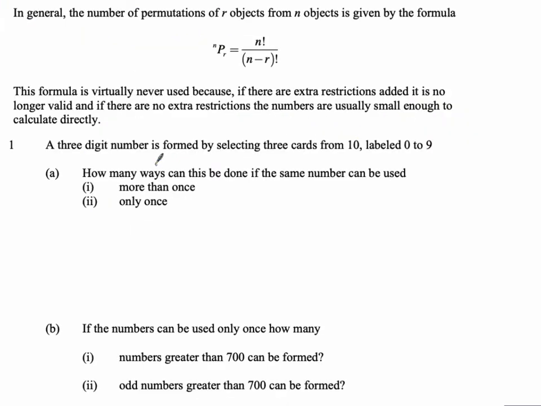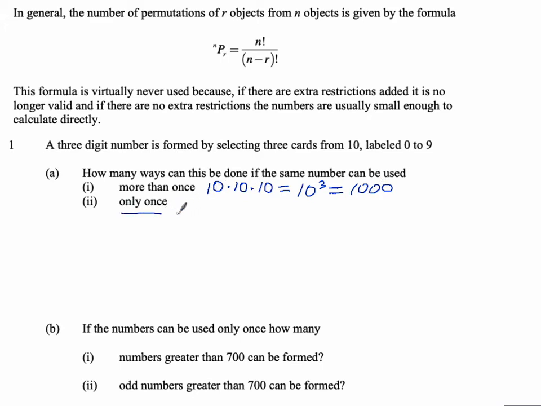Okay, next let's look at these examples. A 3-digit number is formed by selecting 3 cards from 10, labeled 0 to 9, so that's 10 cards. How many ways can this be done if the same number can be used more than once? So that means there's 10 possibilities for the first one, 10 for the second one, 10 for the third one. This is 10 cubed or 1,000.